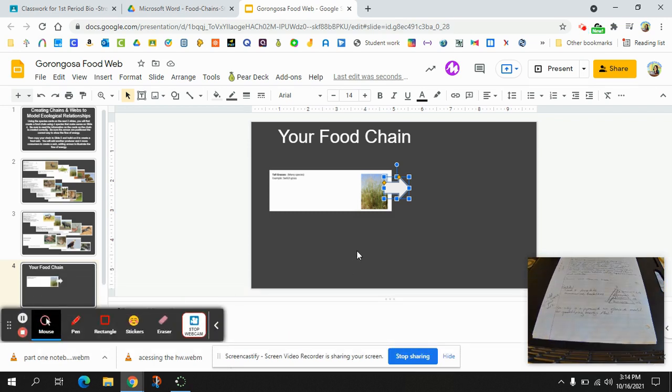Once you've completed your food chain on slide 4 and drawn your chain on your notebook paper for question 5, you have finished Part 1.